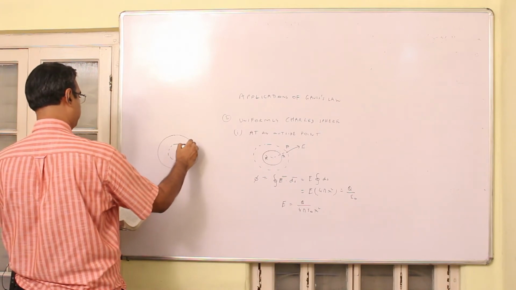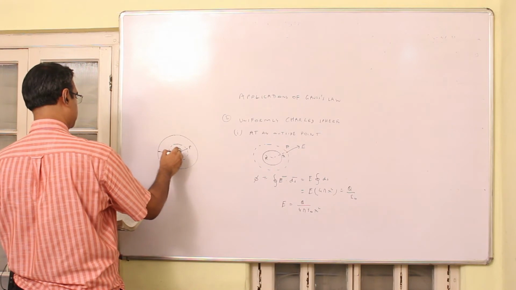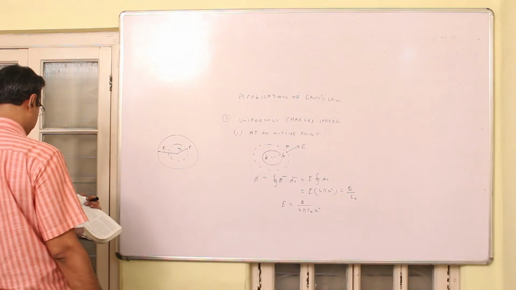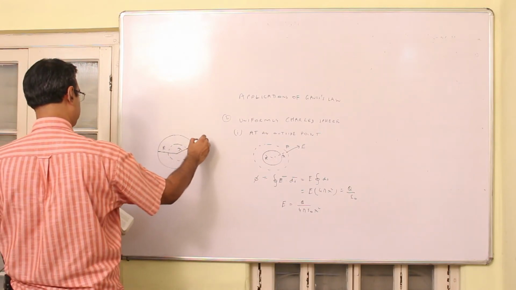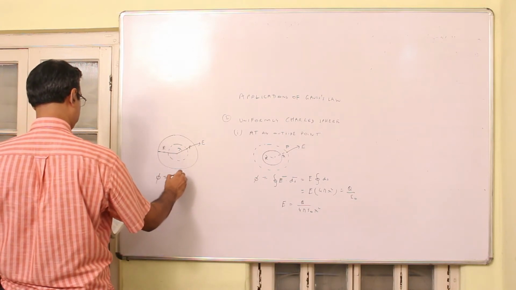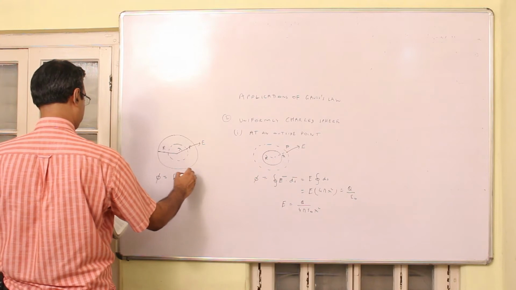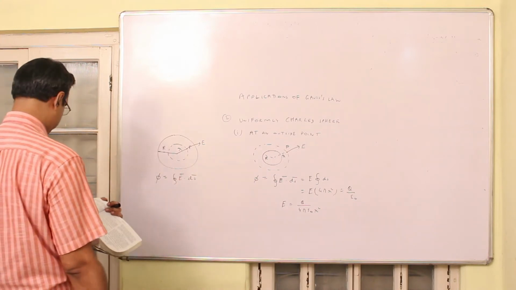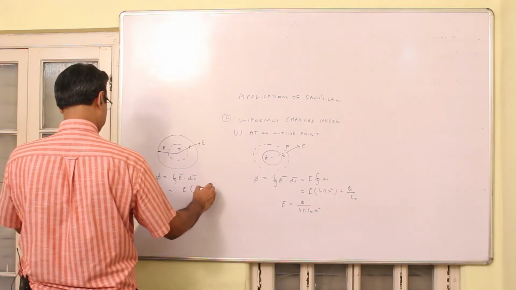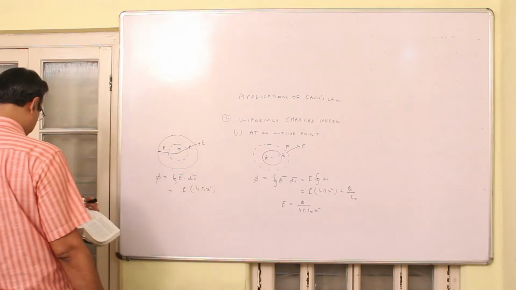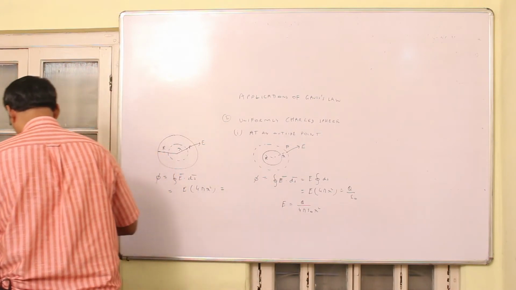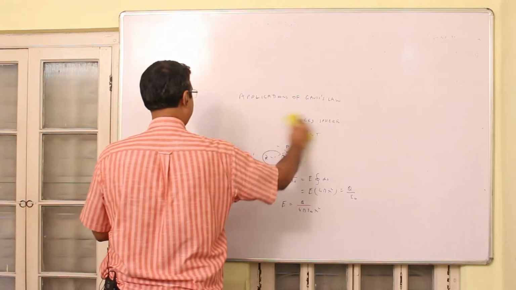So suppose the point P is inside the sphere, like I said. This distance is small r, this distance is capital R. Now I am considering the point P inside the sphere. So as usual, the field will point radially outwards. Now if I apply flux, then it is closed integral E dot dS, that is equal to E into 4 pi r squared. According to Gauss's law, this should be equal to the enclosed charge by epsilon naught.